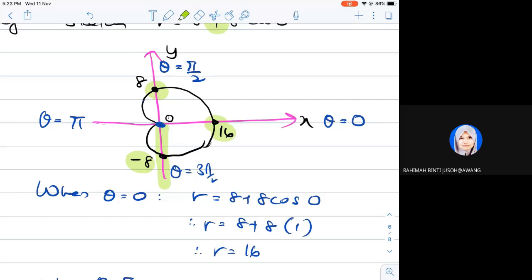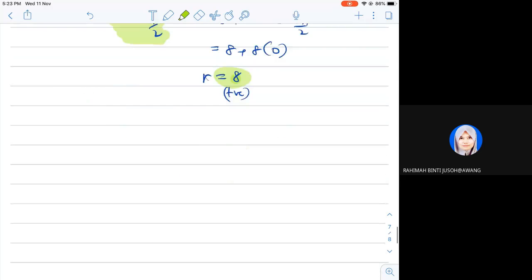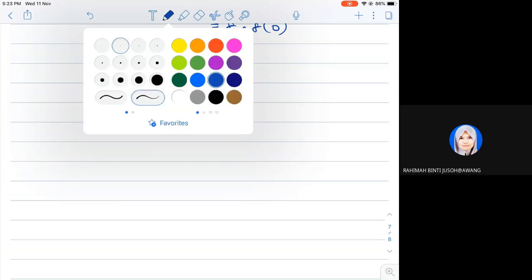Understand, guys? Yes. Okay. So that's how we sketch this cardioid. Okay, let me give you another example.